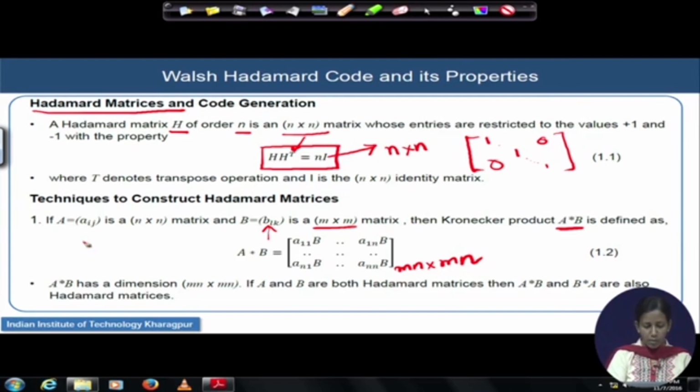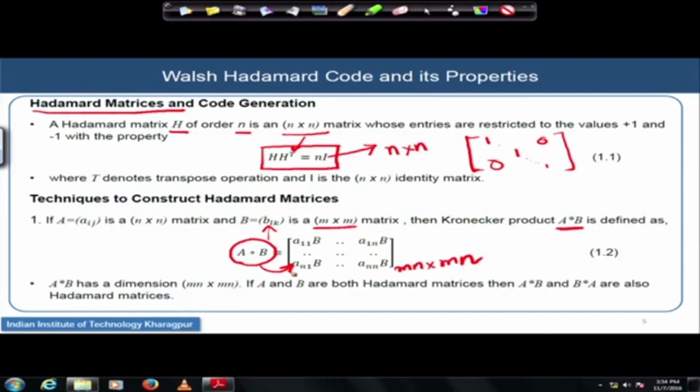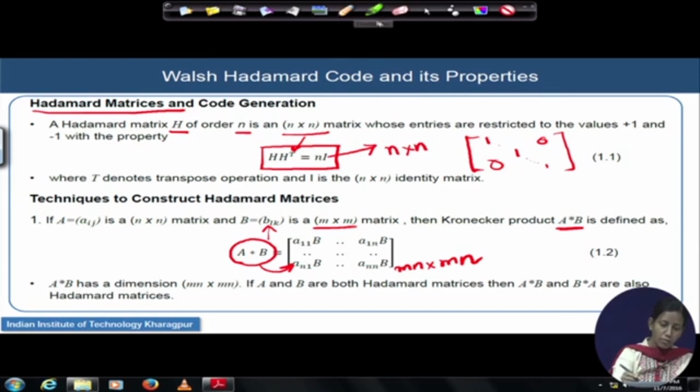If both A and B are Hadamard matrices, then the property says that A Kronecker B, and also B Kronecker A, whatever way you construct it, will also be another Hadamard matrix. So this is the first property of the Hadamard matrix, by means of which from two Hadamard matrices you can generate a third Hadamard matrix. This is the first generation mechanism of a Hadamard matrix from two other Hadamard matrices of different sizes or different orders.